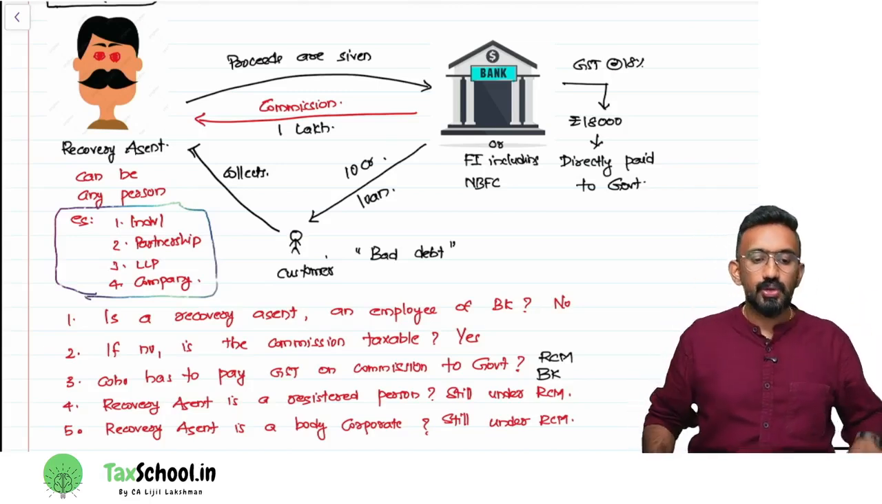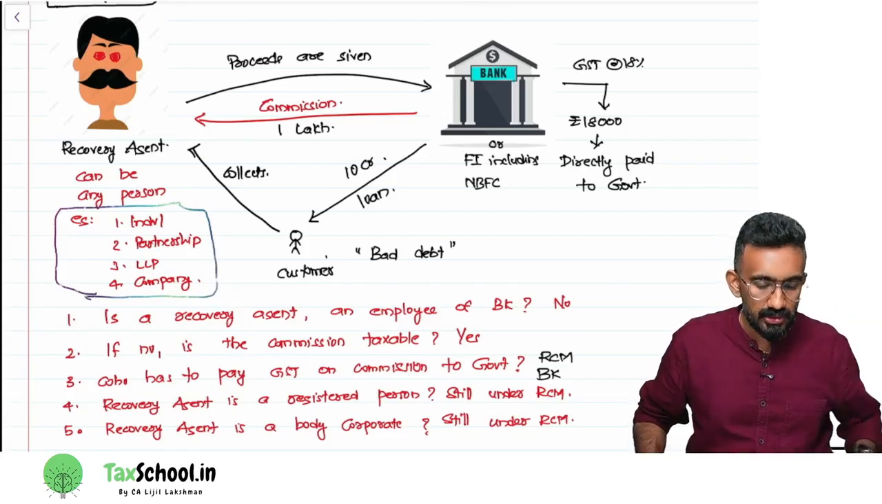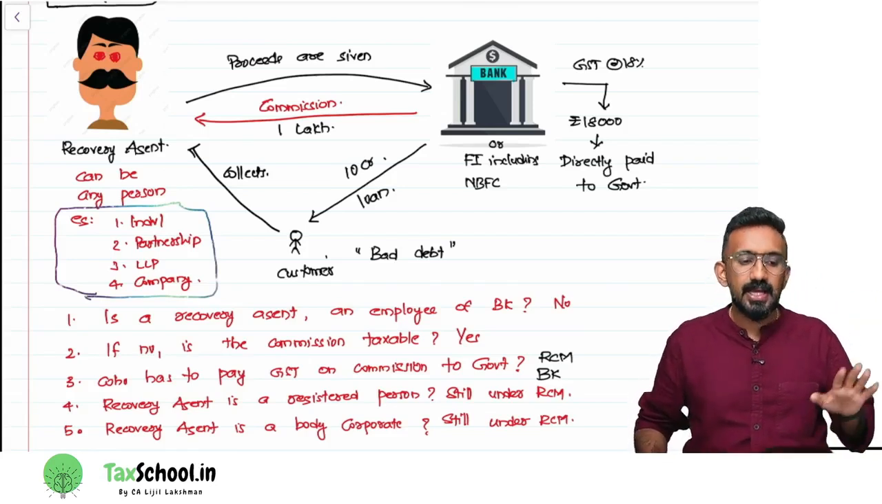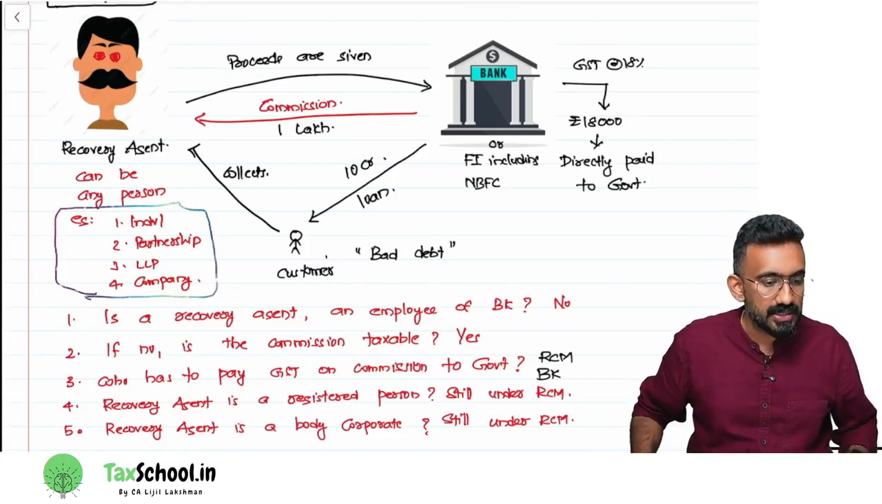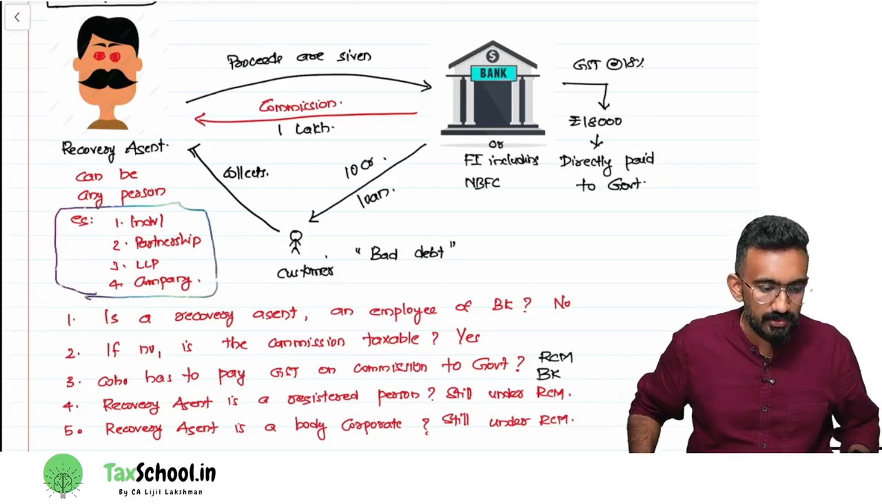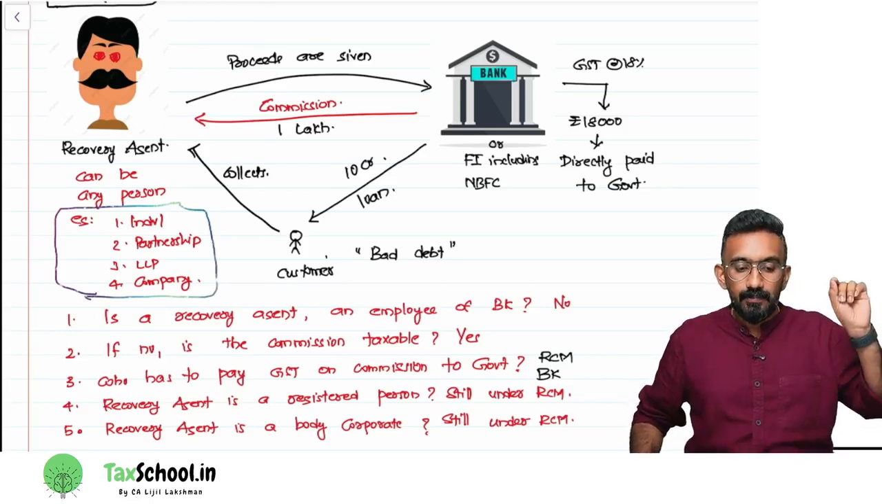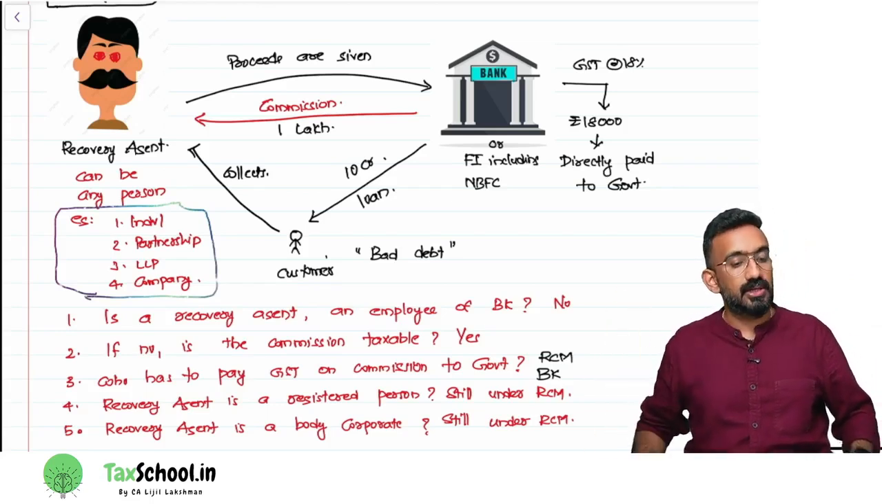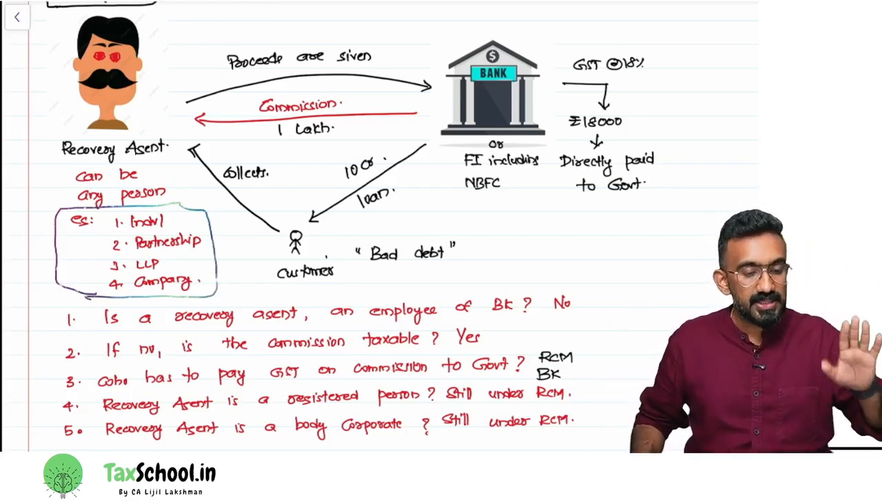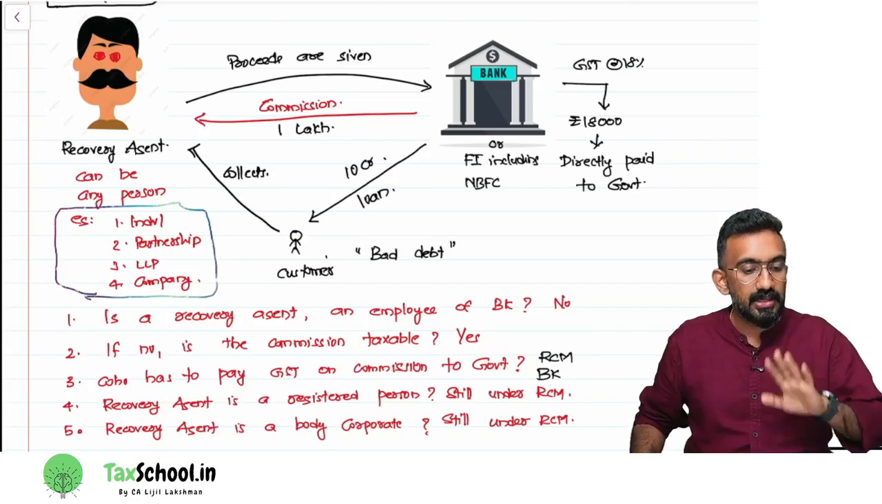Next question: who has to pay GST on the commission to the government? Who is the supplier, who is the recipient? Supplier is the recovery agent, recipient is the bank, but the tax is to be paid by the bank. So what charge would we call this? Reverse charge mechanism. Then the fourth question: the recovery agent is a registered person. What if this fellow has a GST number? Will the tax still be payable by the bank under reverse charge?